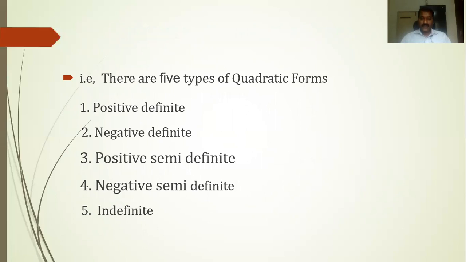Like positive definite, if all the lambda are greater than 0; negative definite, if all the lambda are less than 0; at least one of them is 0 and the remaining are all greater than 0, then it's positive semi-definite. At least one of them is 0 and the remaining are less than 0, that's negative semi-definite. Some of them are greater than 0 and some are less than 0, then it's said to be indefinite. This is about definiteness.